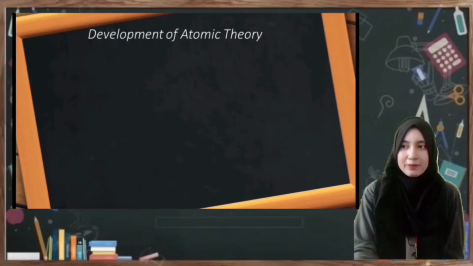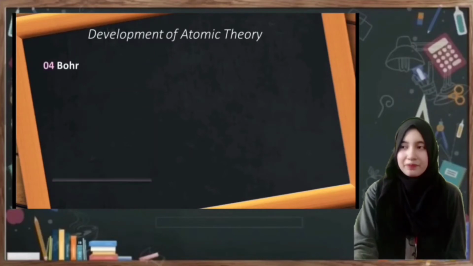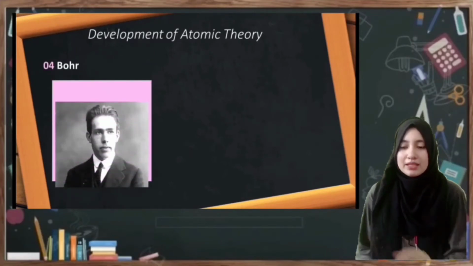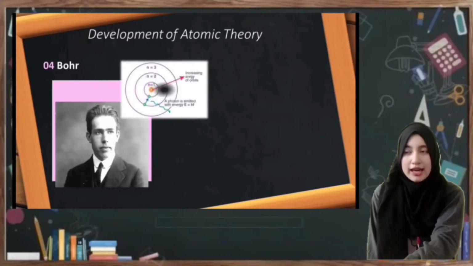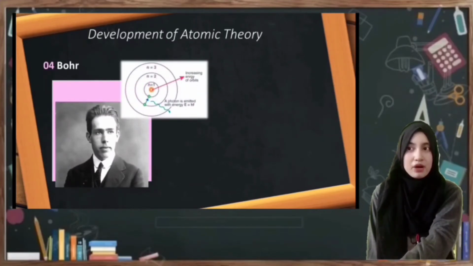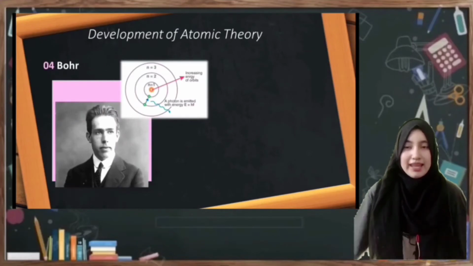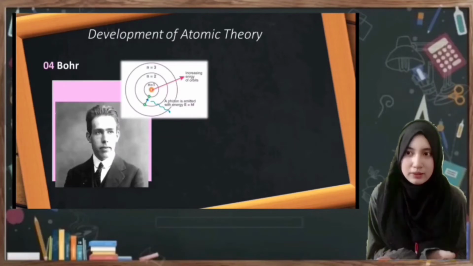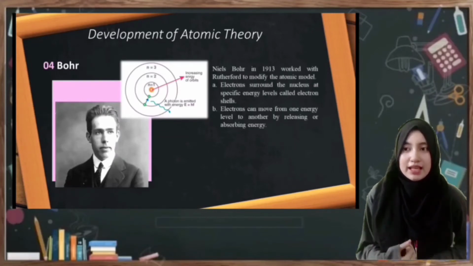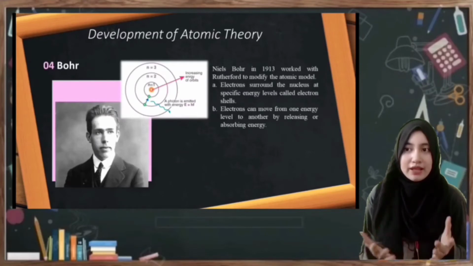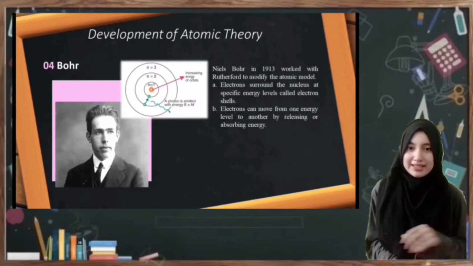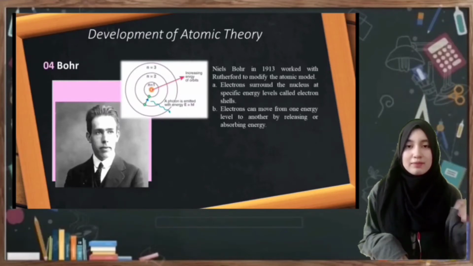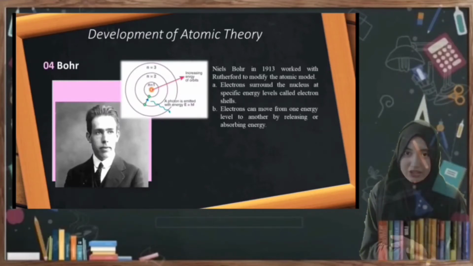So we continue with the development of atomic theory. The next founder is Bohr. This is the face of Bohr and the picture of his theory about the atom. Niels Bohr in 1913 worked with Rutherford to modify the atomic model. There are two parts. The first: electrons surround the nucleus at specified energy levels called electron shells. And the second: electrons can move from one energy level to another by releasing or absorbing energy.